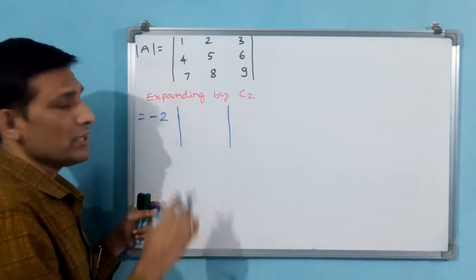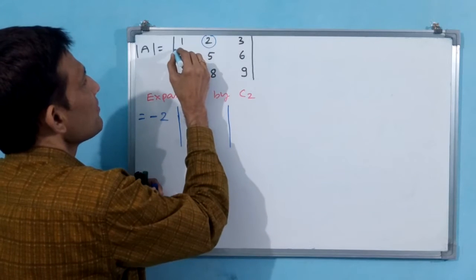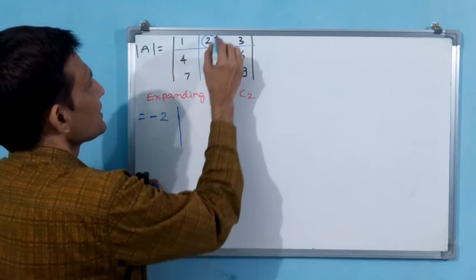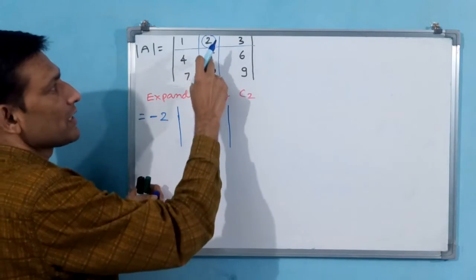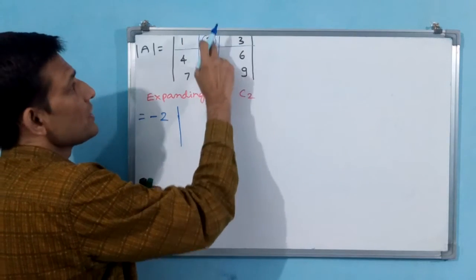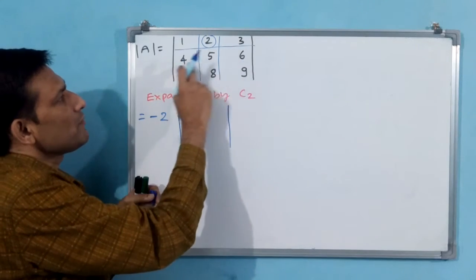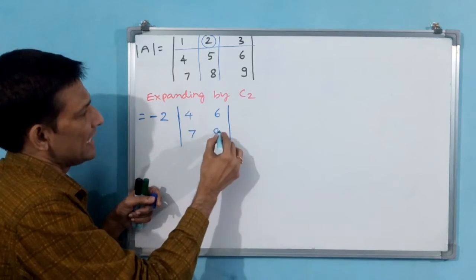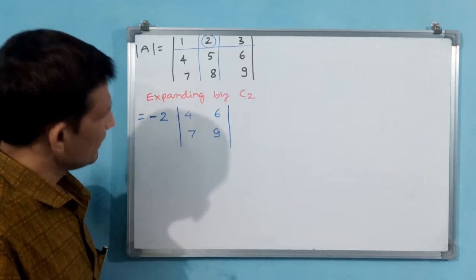Now you see, the 2 you are taking is in the first row and second column. If you close the first row and second column, then what will be left? 4, 6, 7, 9, right here. You understand now why these have come?